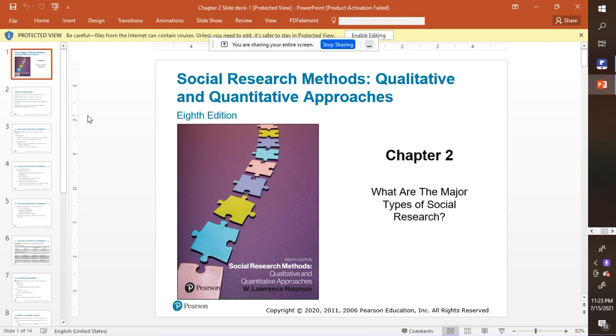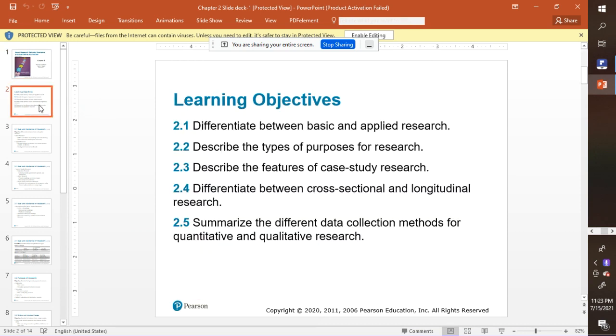Hello class, today we'll learn about the major types of social research, and today's class entails the difference between basic and applied research. We're going to learn what basic research is and what applied research is.